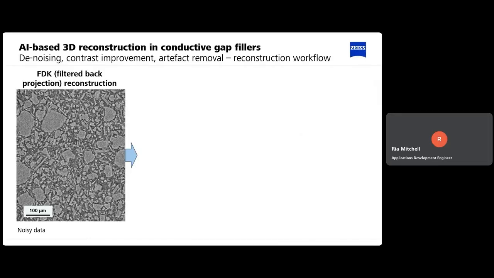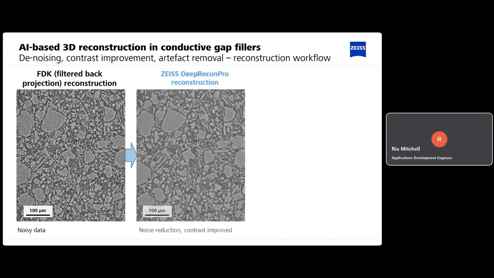Instead of reconstructing it using FDK, we can reconstruct it using our AI-based approach, which is called DeepRecon Pro. As you should be able to see quite clearly here, we reduce the noise and we massively improve the contrast between the particles and the background. This, again, allows for much nicer segmentations. Something I should point out is that this is AI-based 3D reconstruction, but it's non-generative AI. It isn't just making up data; it is working off of our data sets to essentially strip out the noise and improve the contrast. So we've got to this point.